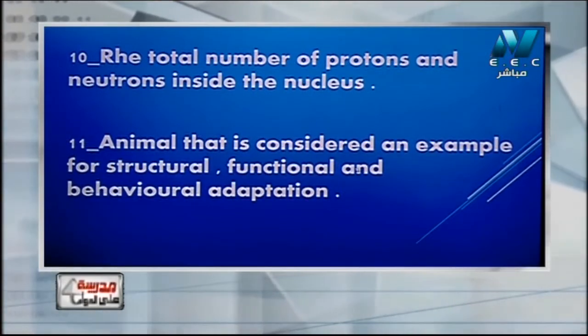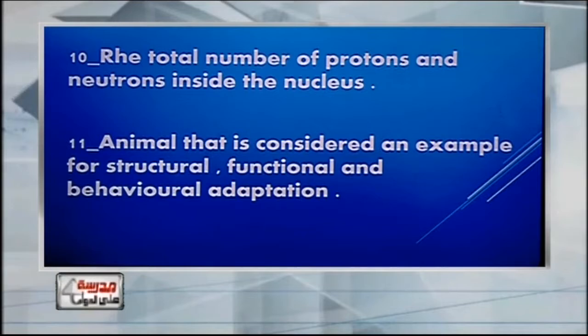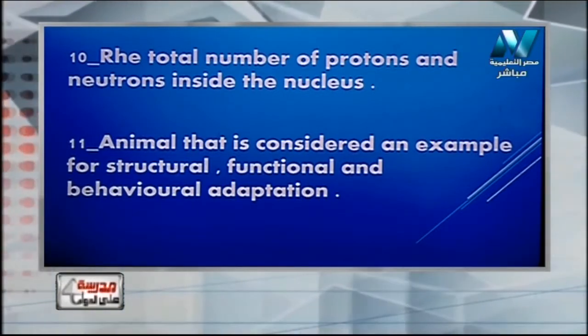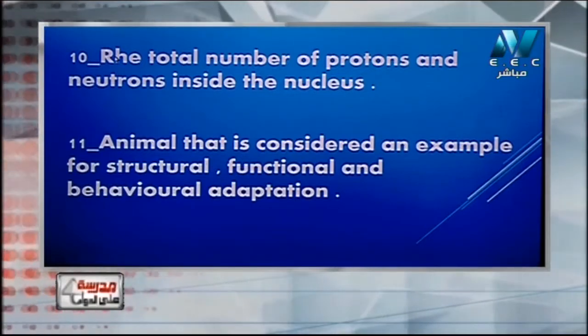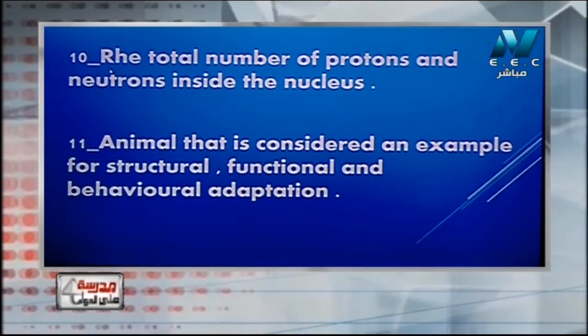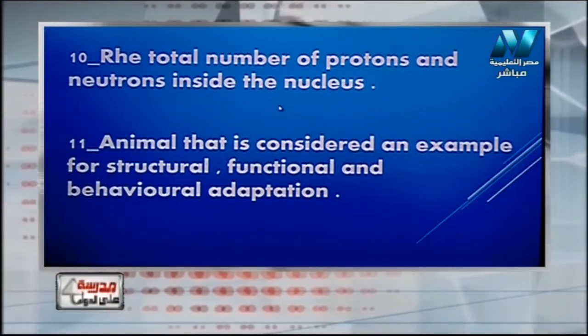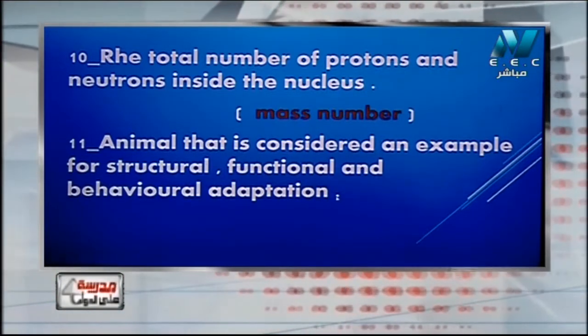The total number of protons and neutrons inside the nucleus. It is called what? Inside the nucleus, so it is the mass number. Mass number.